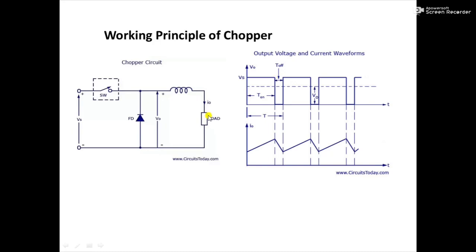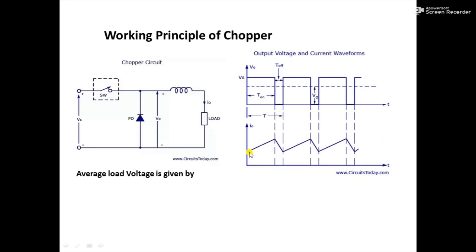Whereas when the switch is off, or when the chopper is off, the freewheeling diode will come into action and there will be a short provided here, and your output voltage V0 will be equal to 0. So your output voltage V0 is shown here as 0. This time period when the chopper is off is taken as T off, and the time period for which the chopper is on is taken as T on, and together it forms the time period T.